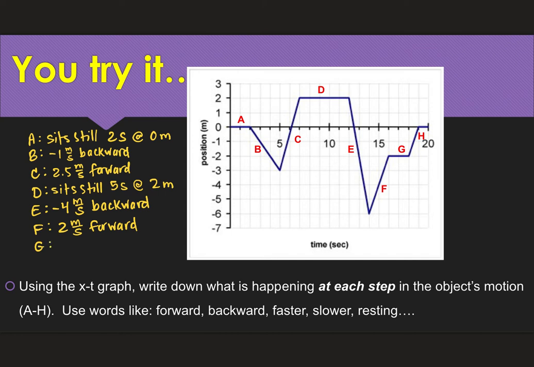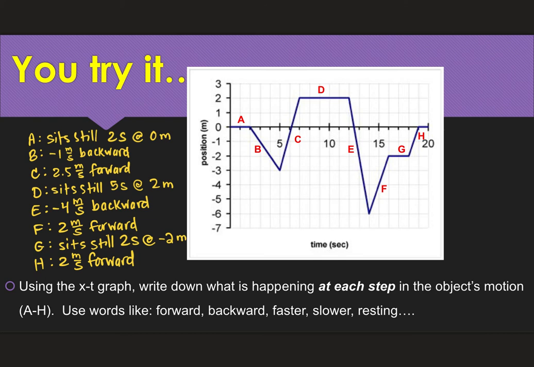G, again, we have a little interval there where we have horizontal slope. So we are sitting still, or you could say zero velocity if you wanted, 0 meters per second. We're going to sit still, and we're only going to sit still there for 2 seconds at, where are we at? -2 meters. And finally, the last interval, H. We are traveling again forward because I have a positive slope, so travel in the positive direction. And it looks like 2 meters per second forward.